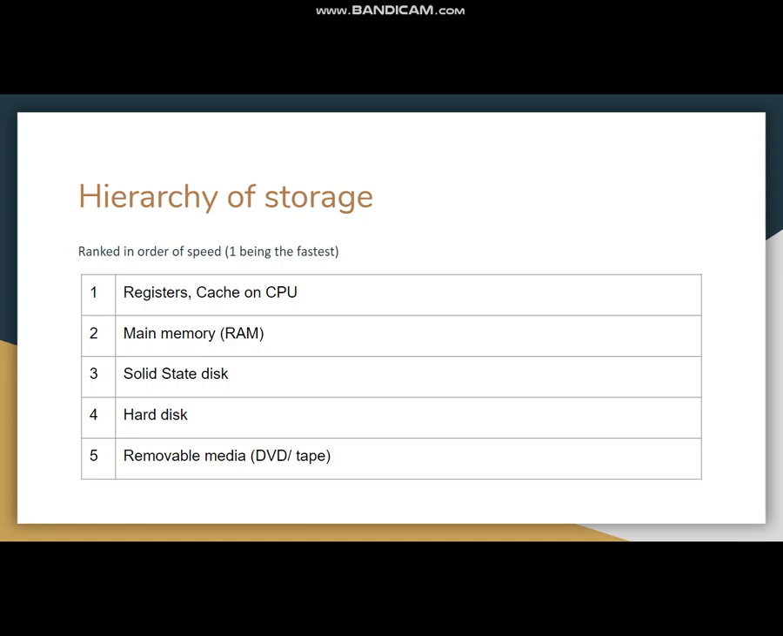And then in terms of temporary storage, comes the main memory, which is RAM. After that we have the solid state drive, and then the hard disk drive, and then any removable storage such as the optical drives, such as the DVD, as well as the Blu-ray and CDs. Those will be a lot slower.